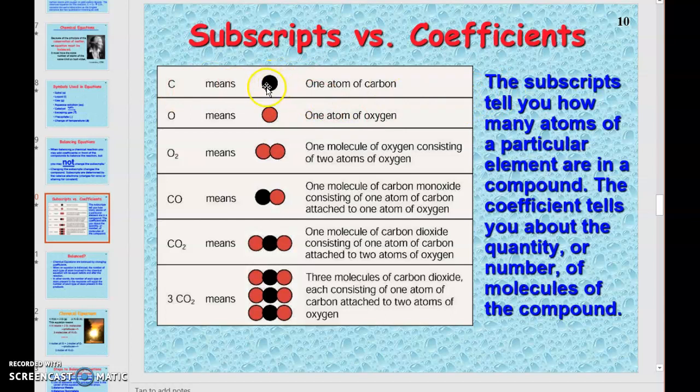Now, just to give you an idea of the difference between subscripts and coefficients, these particle diagrams show you the atoms of the elements involved here. So C means one carbon atom. O means one oxygen atom. O2, like a diatomic molecule of oxygen, means one molecule with two oxygen atoms in it. CO, carbon monoxide, would be one carbon bonded to one oxygen. Bonded, they're drawn together, so they're touching each other. If they're not bonded to each other, then you would draw them separately, like these down here.